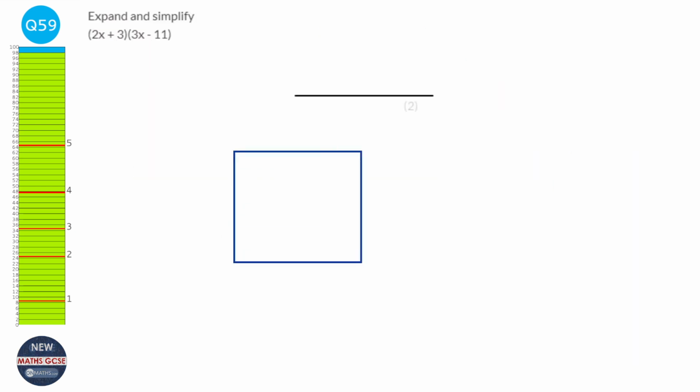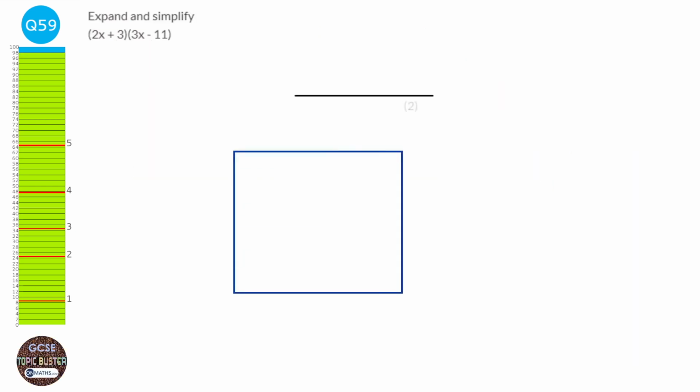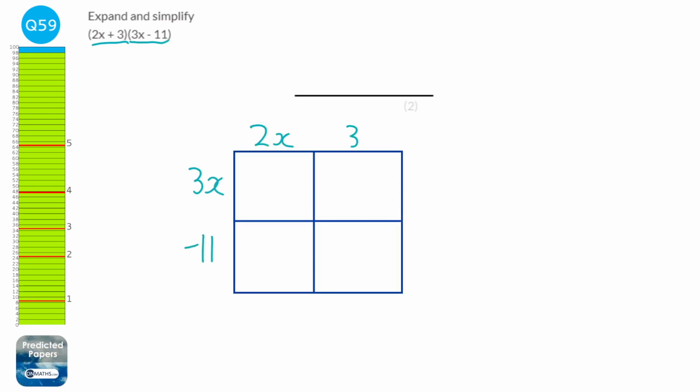I'm going to do just a quick multiplication grid. And what I'm going to do is put the 2x plus 3 at the top, so 2x and then plus 3, and then 3x minus 11 down the side. Multiply them out, 3 times 2 is 6, so that'd be 6x squared, 3 times 3 is 9, so that'd be 9x. Minus 11 times positive 2 will be minus 22x, and then minus 11 times positive 3 will be minus 33.